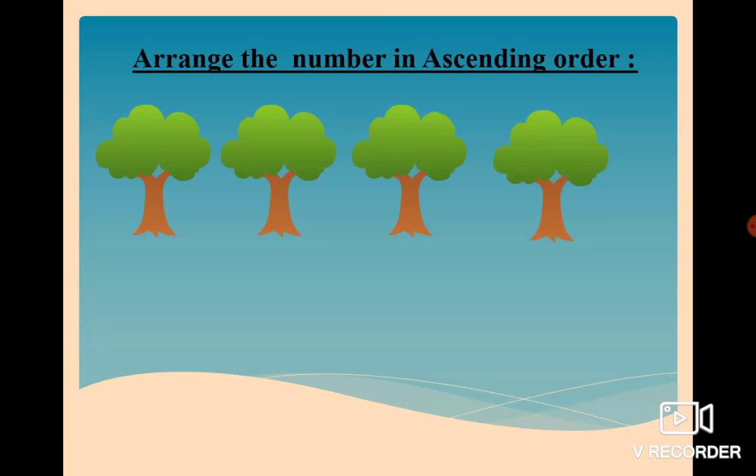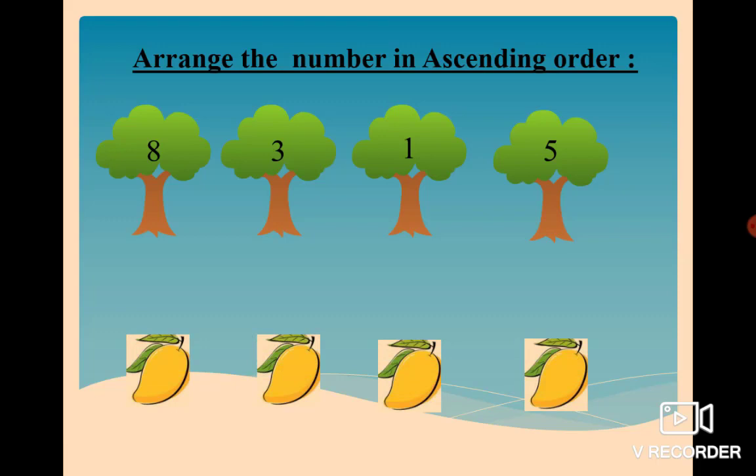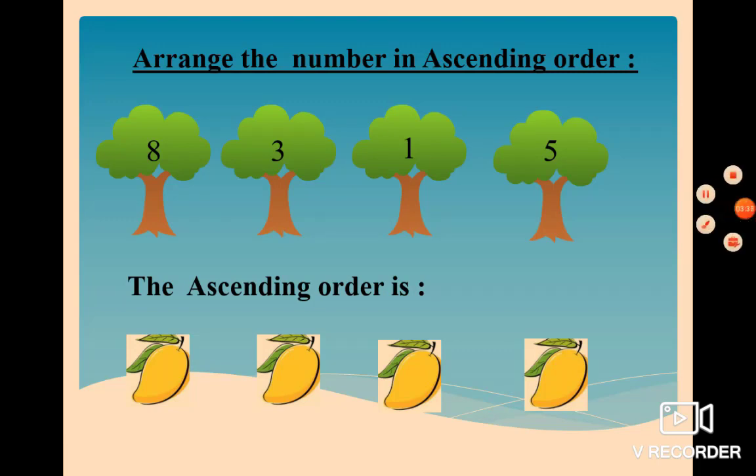Yes, we have 4 trees with the number itself. We have to arrange in ascending order. Look at the numbers here. Here we have the numbers 8, 3, 1 and 5. Which is the smallest number here? Yes, 1 is the smallest number here. Where do we have to put the number here? We have to put the number on the first mango.